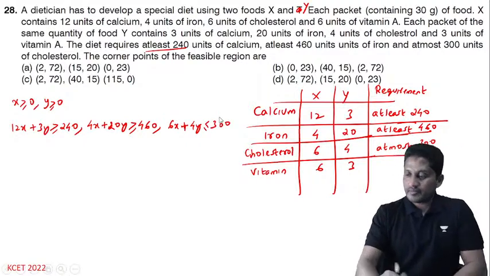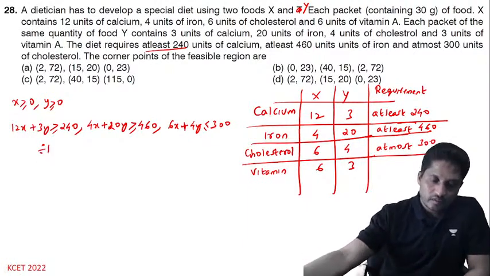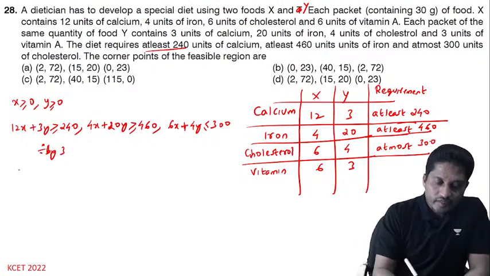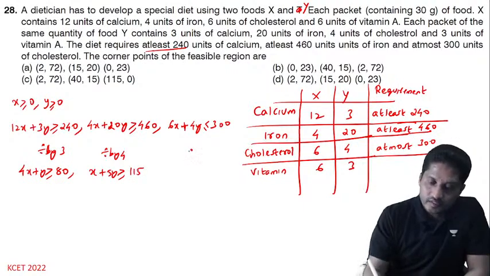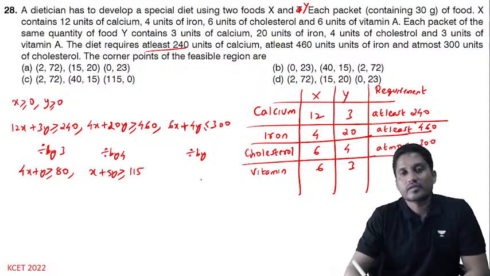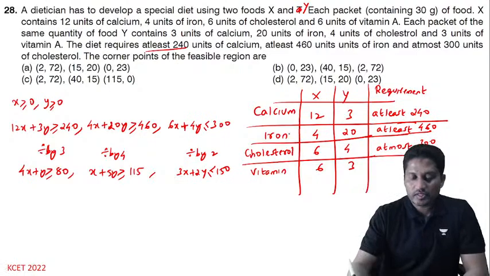Now if I divide throughout by 3, you get 4x plus y is greater than or equal to 80. If you divide by 4, you get x plus 5y greater than or equal to 115. If you divide by 6 and 4, the LCM, suppose by 2, you will get 3x plus 2y less than or equal to 150. Now let us plot the graph, guys.